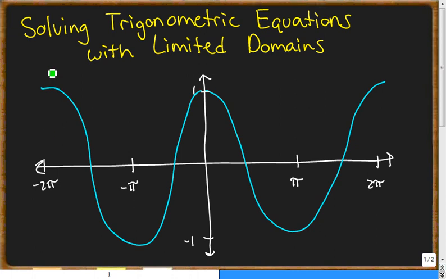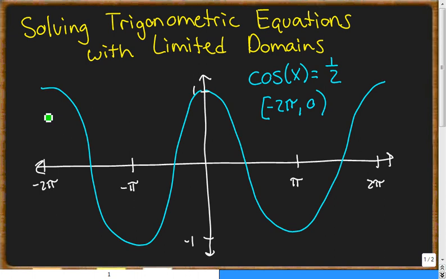So if they said, where is the cosine of x, or the cosine of x is 1/2, but the range they're giving you is negative 2 pi to 0. Let's say that they asked it that way. Well, when is the cosine 1/2?